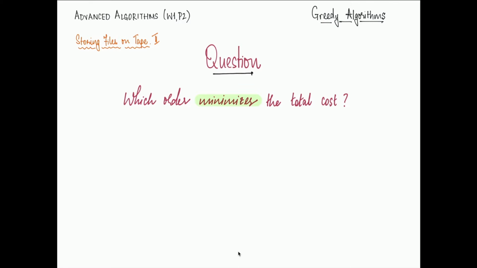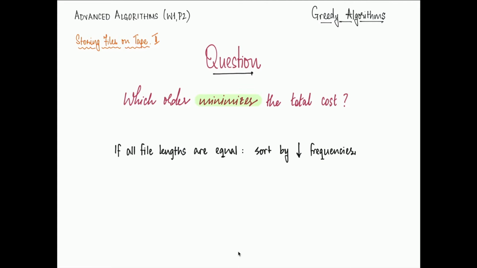So let's make our key question explicit again. Notice that what we want is an ordering that minimizes the total cost, which is a function that we just saw a few moments ago. To develop some intuition for what's going on here, let's spend a couple of minutes looking at some special cases.